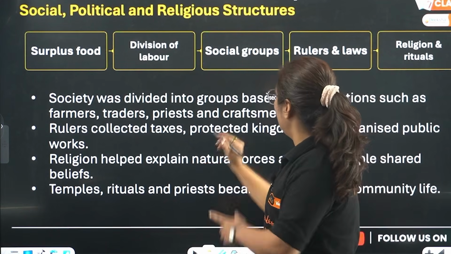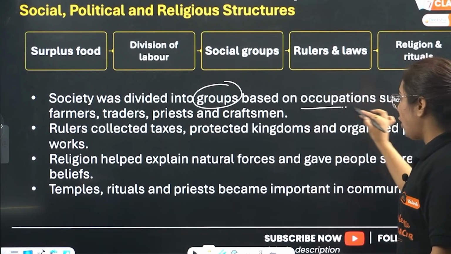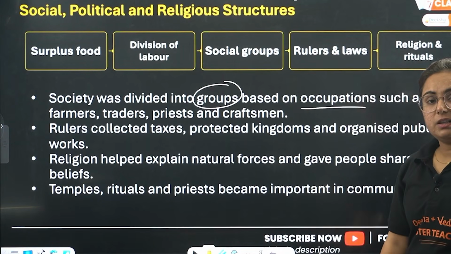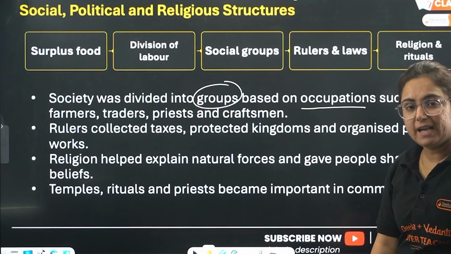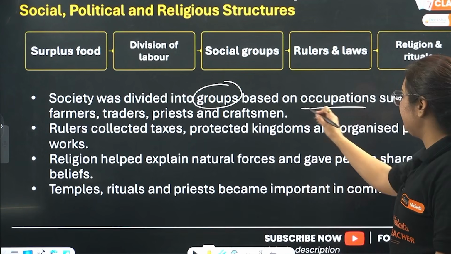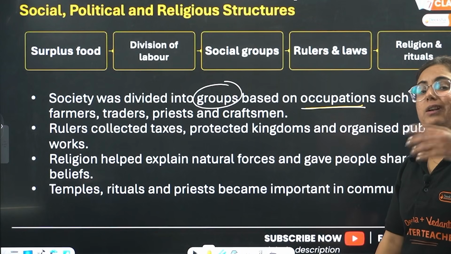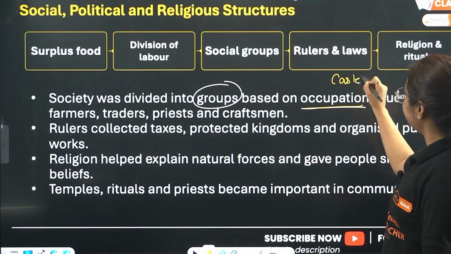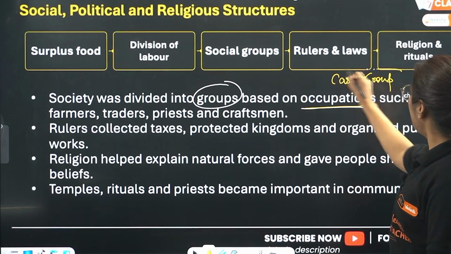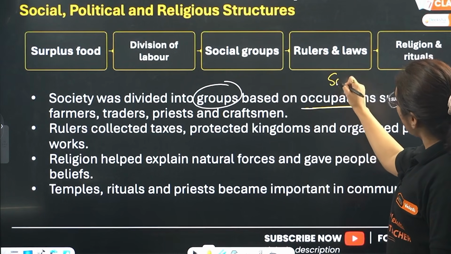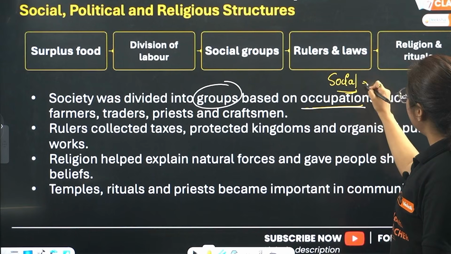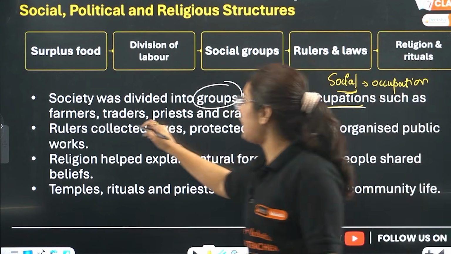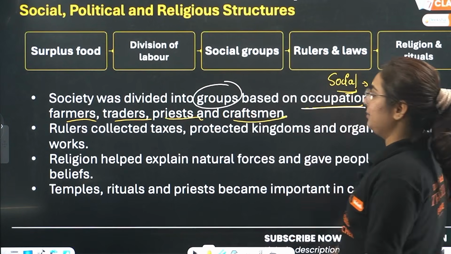Society was divided into groups based on occupation. Bhai, this is where the problem started. A person who will be studying and teaching religious things will be a Brahmin occupation. A person who will fight will be a Kshatriya. So basically these caste groups, or I'm wrong to use the word caste here, the social groups developed gradually only on the basis of occupation, such as farmers, traders, priests and craftsmen.